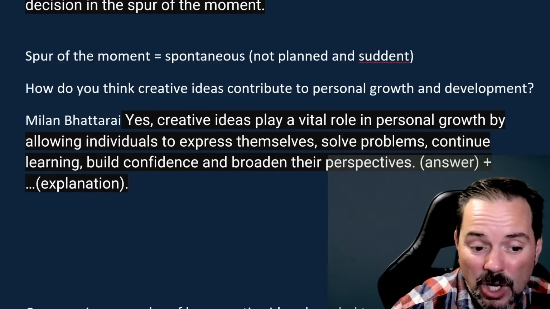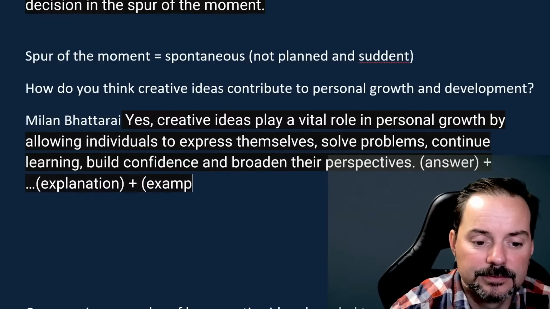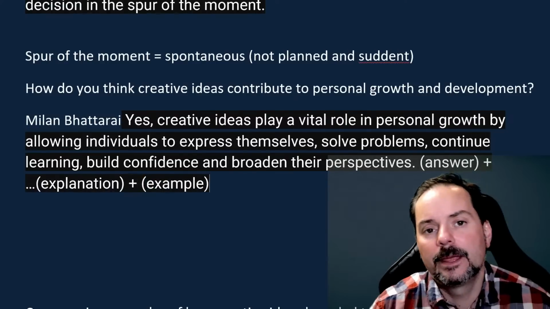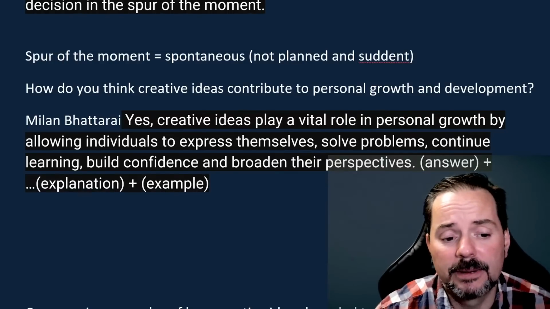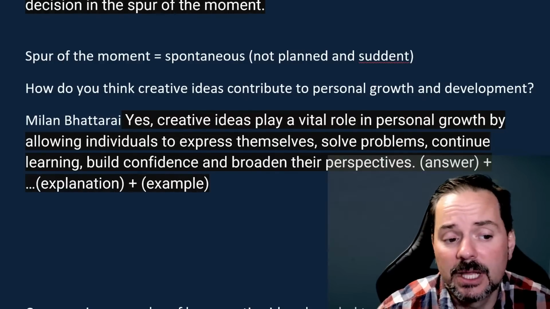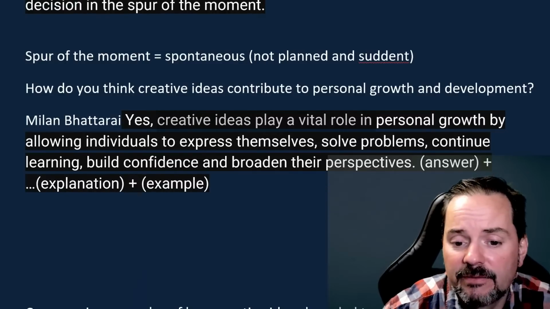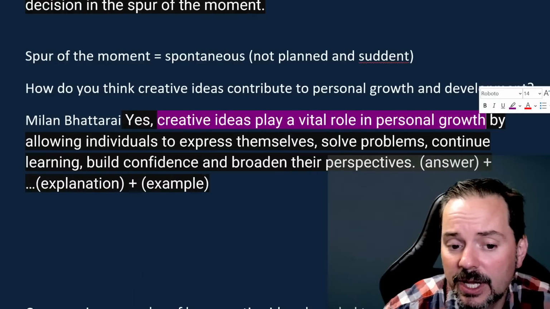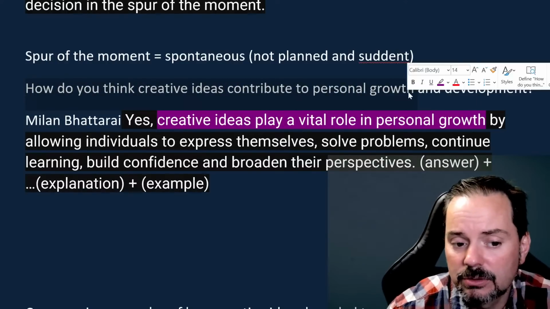And often you also need an example. So it's good to start with your answer, and it's good to start by using the question. So notice how Milan is quite clever here, using the question in the answer. So yes, creative ideas play a vital role in personal growth. That's great, right? Because here, how do you think creative ideas contribute to personal growth?